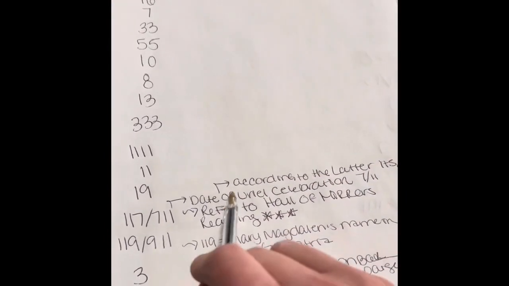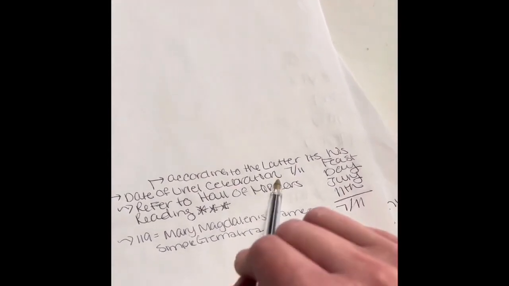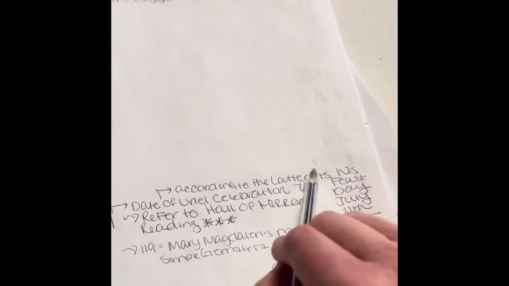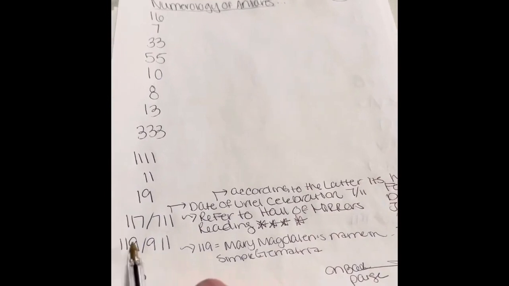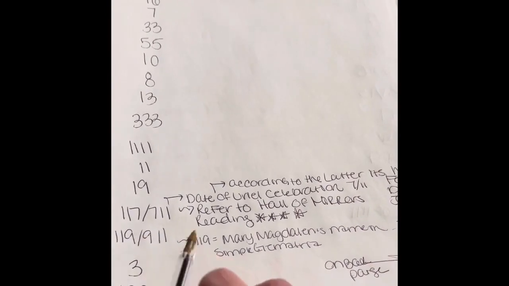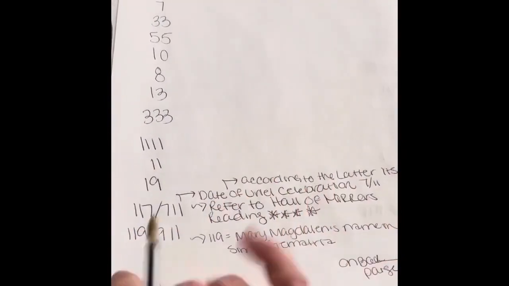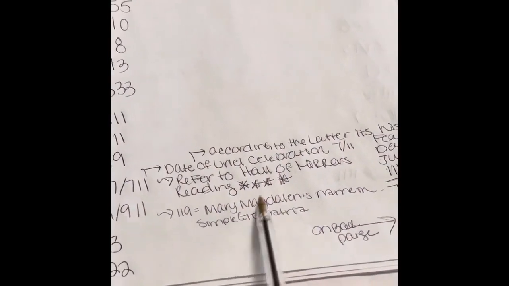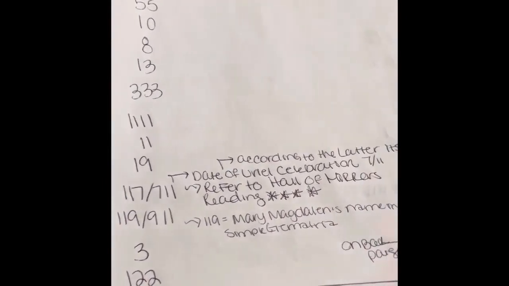Now I wanted to tell you that Uriel, who you were drawn to, Verona, his celebration day, Uriel's feast day, is celebrated July 11th, which is 7/11. You need to watch my Hall of Mirrors reading if you haven't. Hall of Mirrors right here. And 119 again is my birth time, and backwards is 911, which I see a lot also, but 119 is also Mary Magdalene's name in simple gematria. Okay, we have a number 3 and a 122.